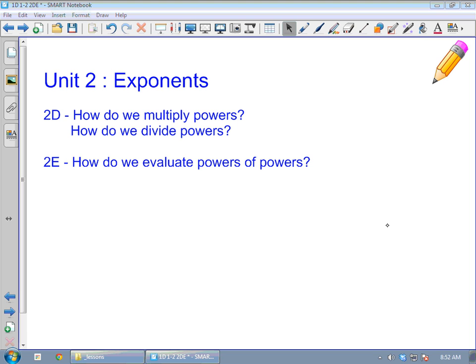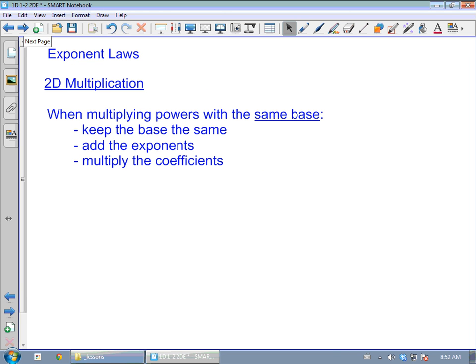Today we're going to talk about some material out of Unit 2, boxes D and E. We're going to look at first how you multiply powers and divide powers, and then we're going to look at how you evaluate powers of powers, or powers that are raised to some exponent. The easiest way to approach this is to just express this in terms of some laws.